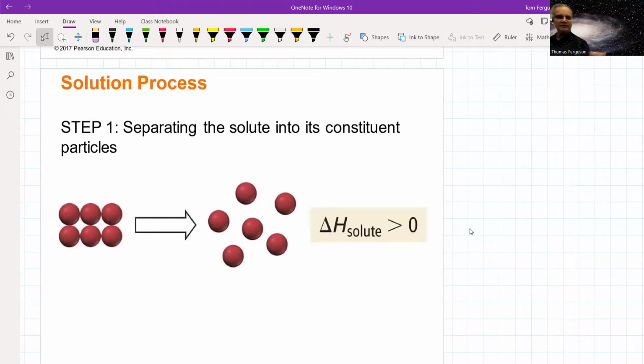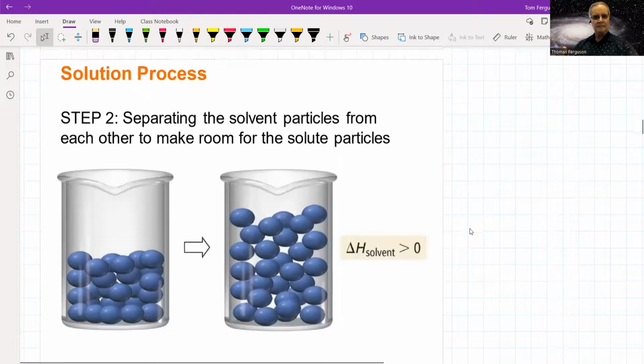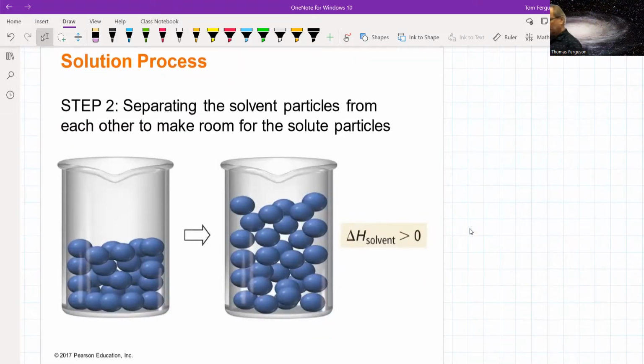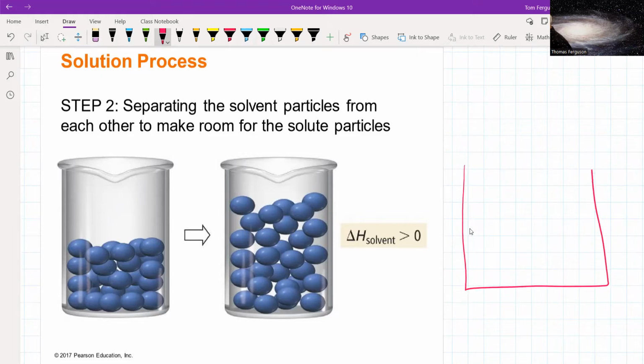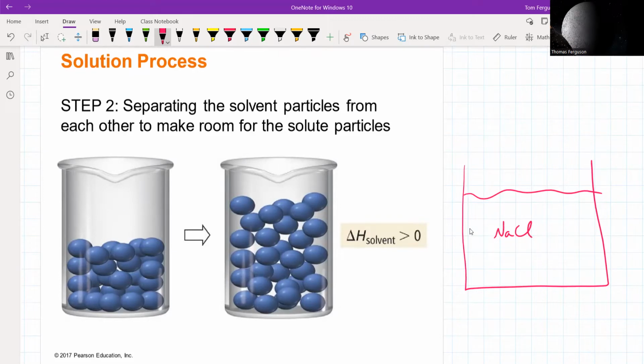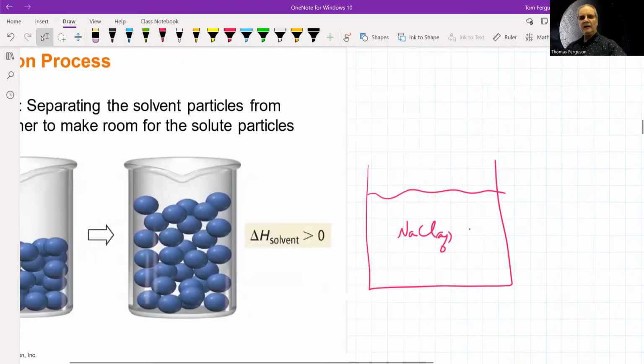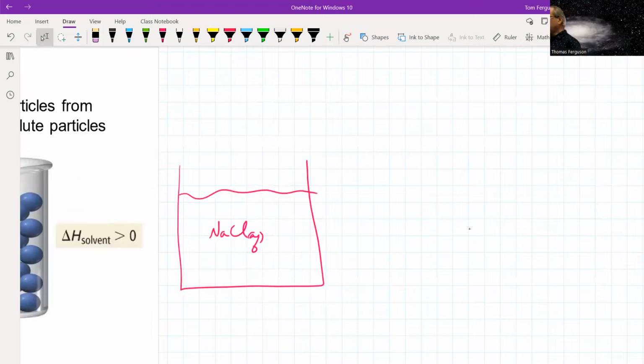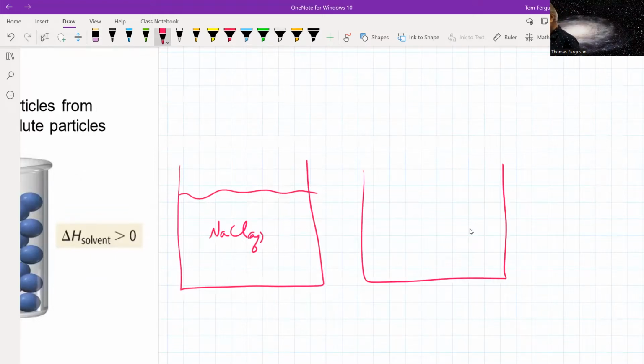Now, when you mix two things together, we have a salt crystal and we pour in some water around it. What does that look like? Because sodium chloride is an ionic solid, that means it forms ions within the solid.